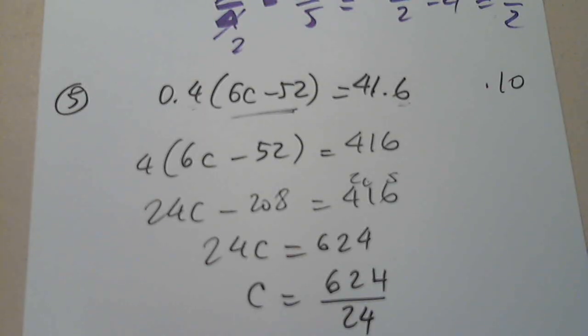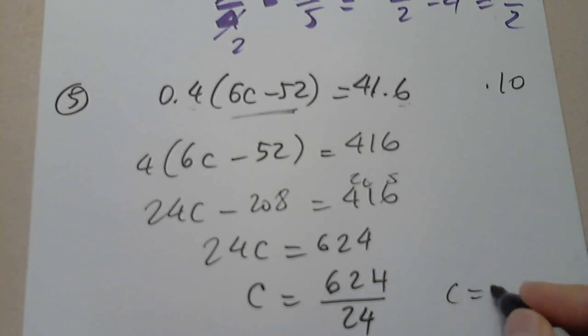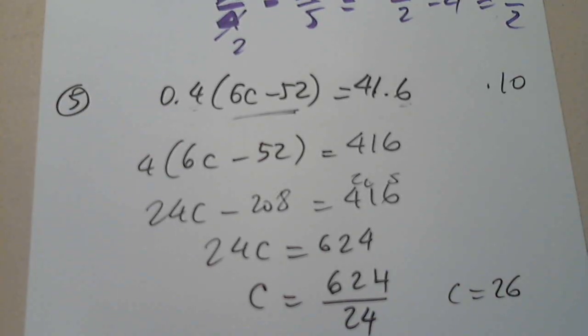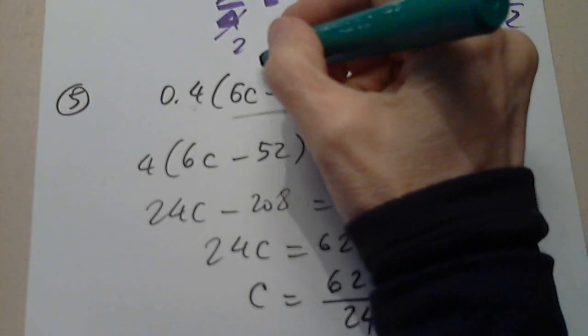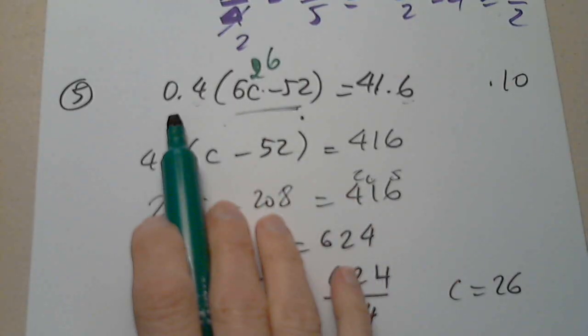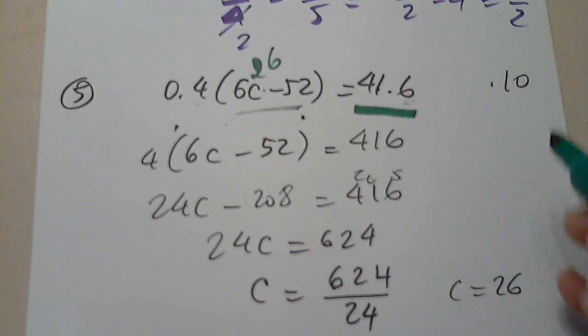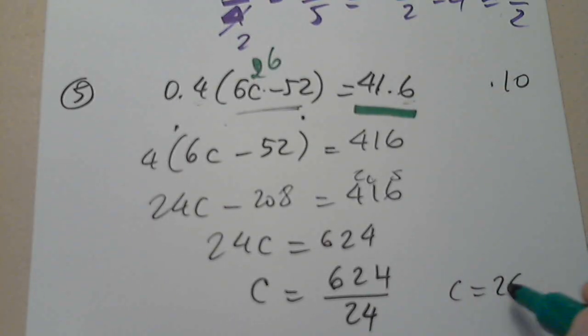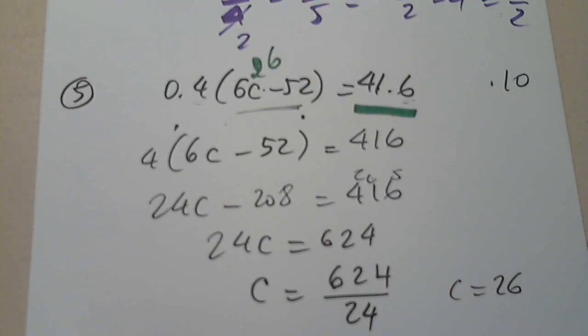So first I will divide to see what happens. And if it's not an integer, I will simplify both top and bottom. Okay, so it's c equals 26. But is it? I don't know. Maybe. I have no idea. So 6 times 26 minus 52 multiplied by 0.4, if I don't get this, I'll say no. I'm not going to enter this and waste points. Absolutely not.